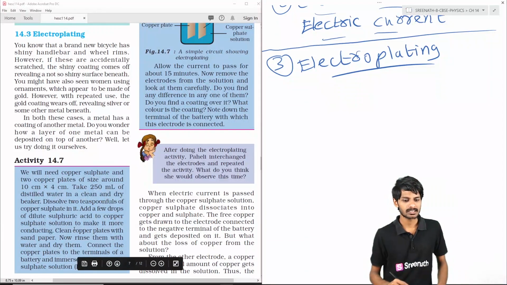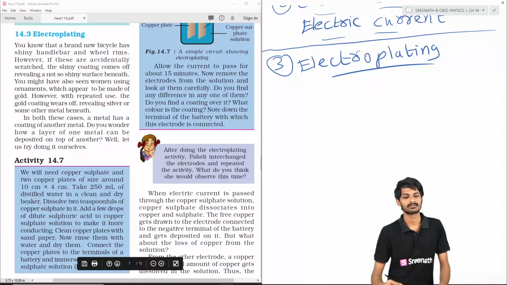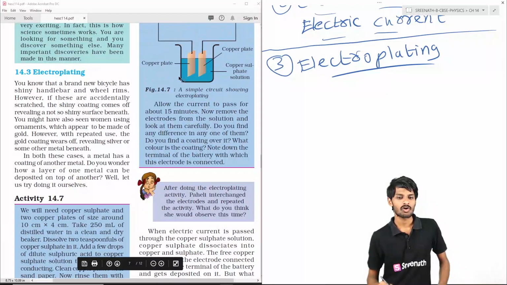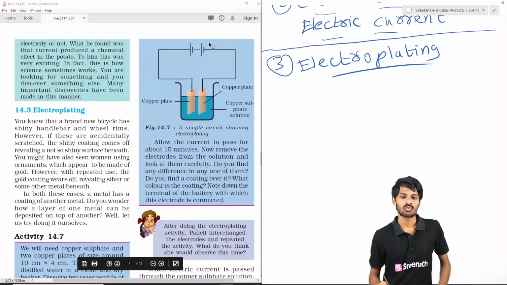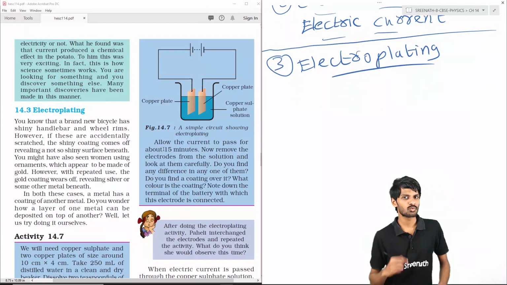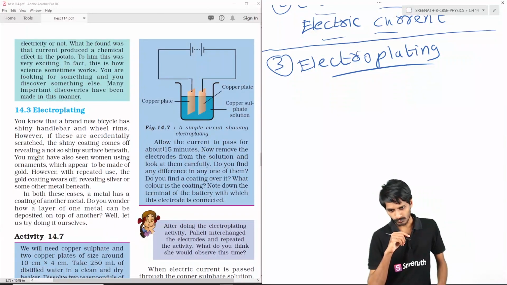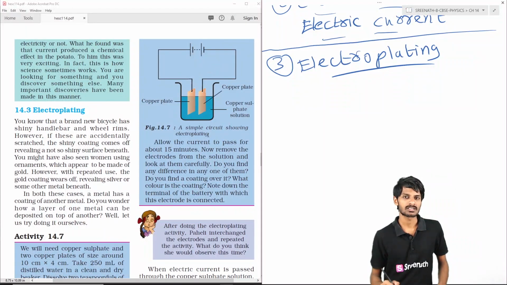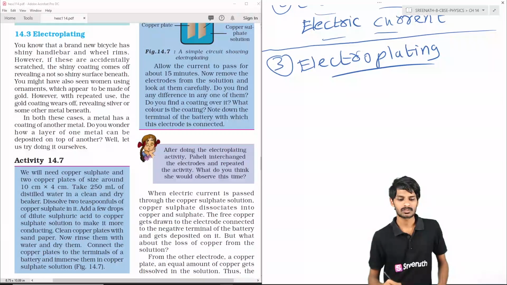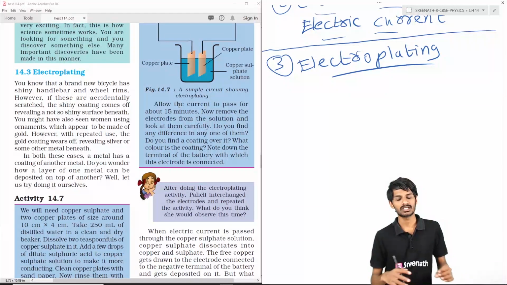So now we will place the copper plates, and we will connect them to a cell. As this liquid is a good conductor, the current will pass as long as this process continues. What happens if after 15 minutes you remove the electrodes from the solution? What do you observe, students?